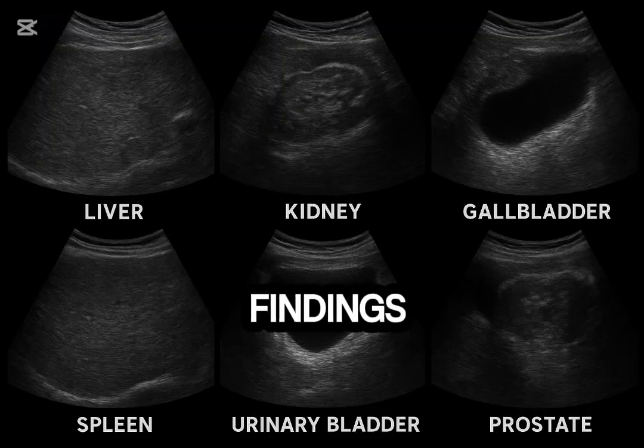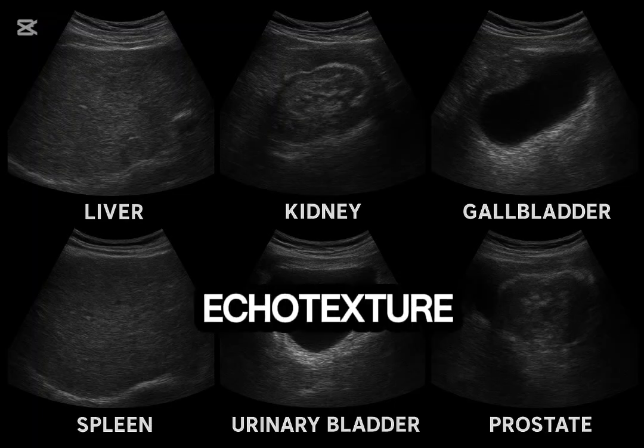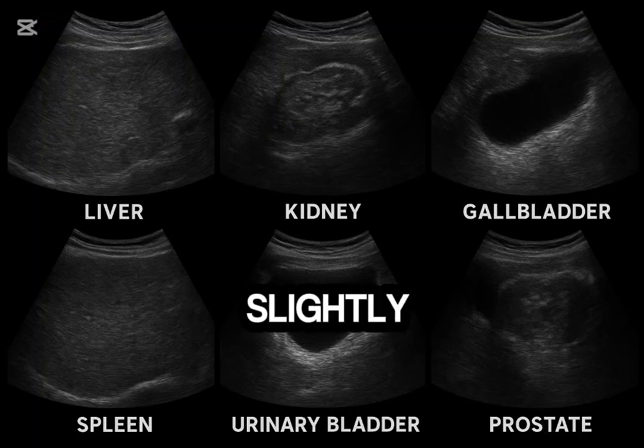Spleen ultrasound findings. The spleen is visualized in the left hypochondrium, normally measuring less than 12 centimeters in length. Its echo texture is homogeneous and slightly more echogenic than the liver and renal cortex.